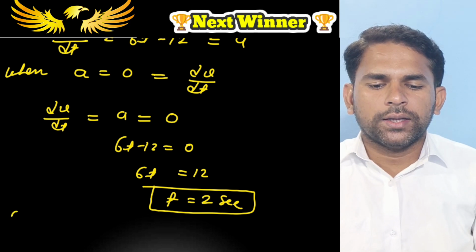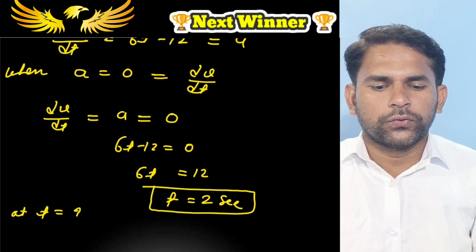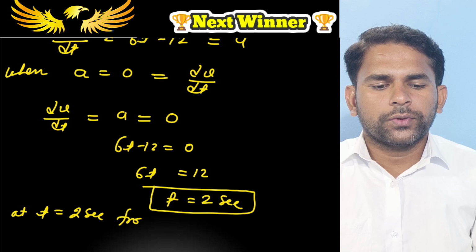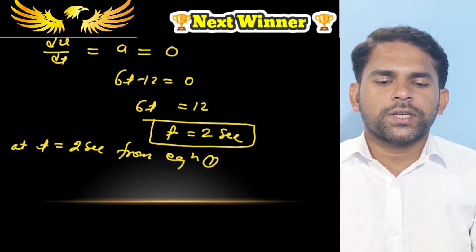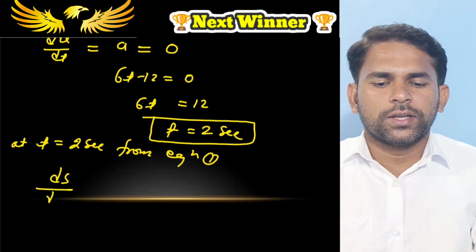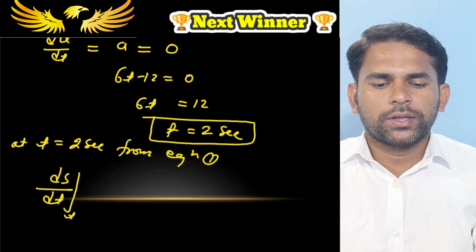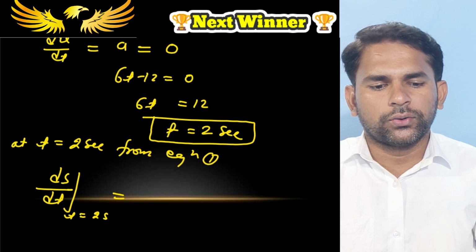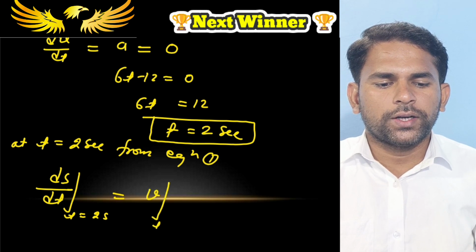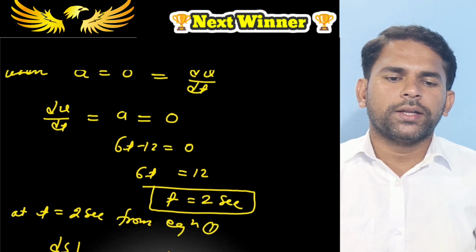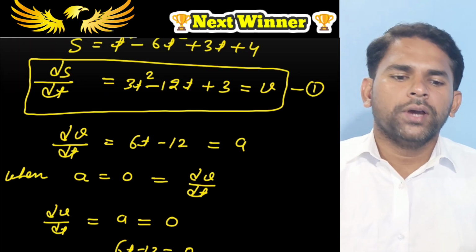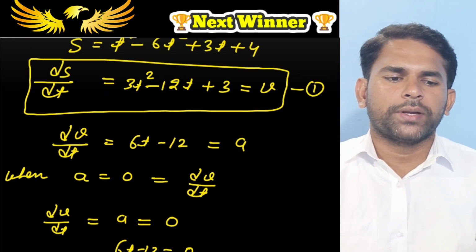So at t is equal to 2 seconds, we are going to find from equation first. So what is the equation first? Equation first having a velocity equation, ds over dt, at t is equal to 2 seconds is equal to velocity. We need to find it at t is equal to 2 seconds. So what we can write here, velocity value having 3t square minus 12t plus 3.